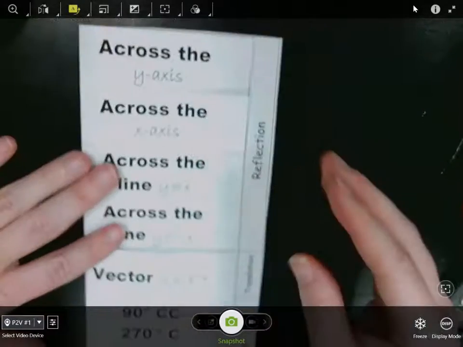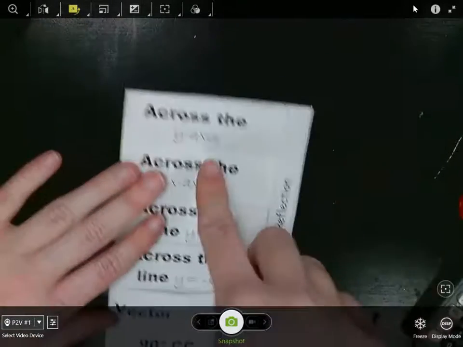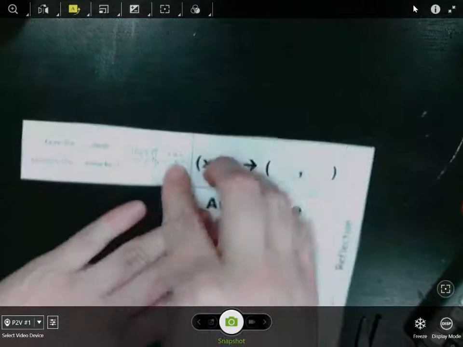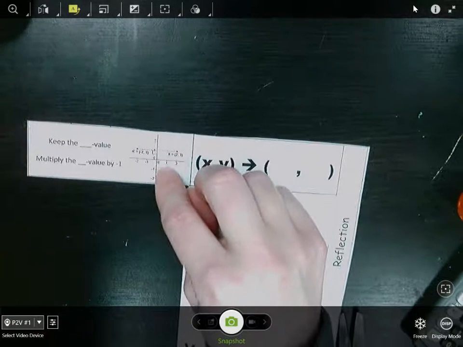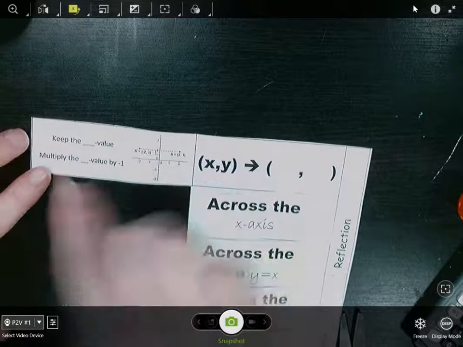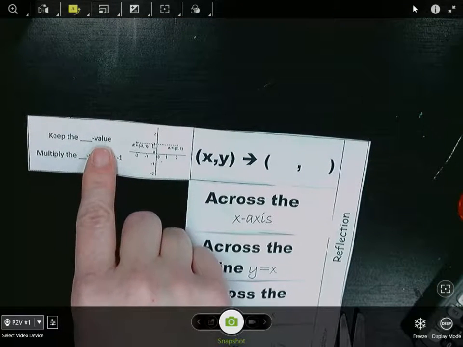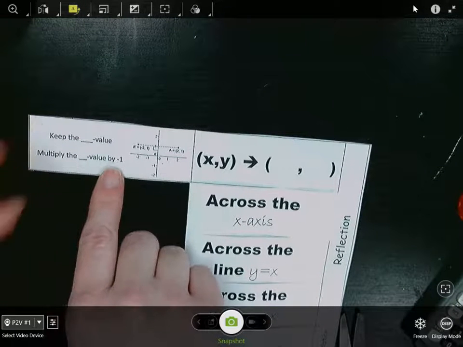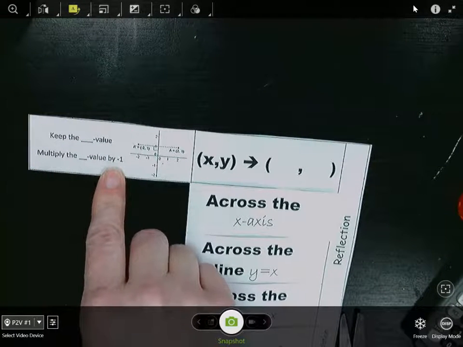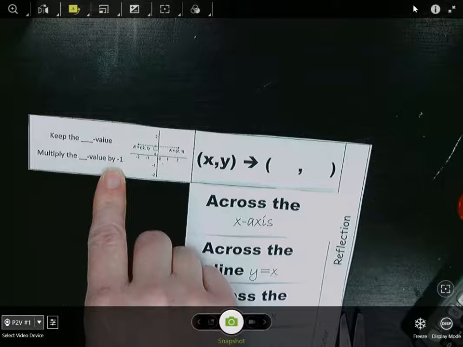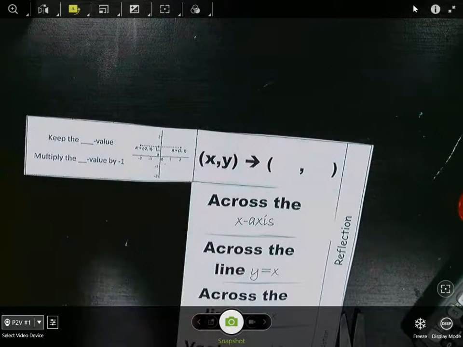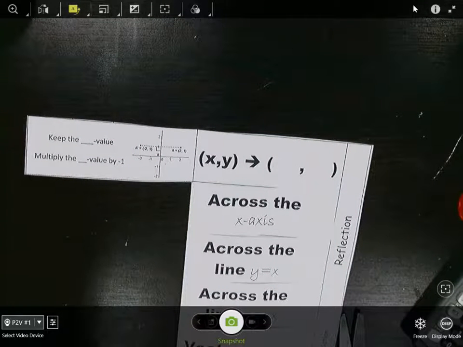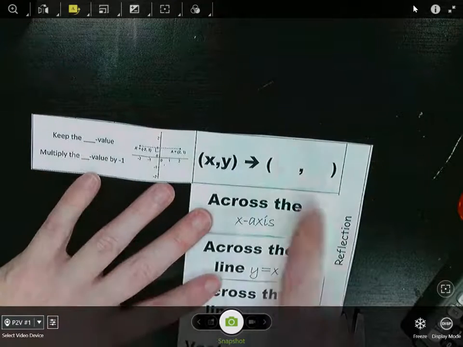Now, first you would fill out the reflection. So first you fill out across the y-axis. It's showing you a reflection across the y-axis, and it says you keep the blank value, so you keep either the x or y value the same, and then you multiply the other value by -1. Multiplying by -1 is the same thing as changing the sign. So whenever they say multiply the value by -1, like if we were to say change the sign of the x value, that means multiply the x value by -1. So you need to fill in these two, and then you need to fill in these.